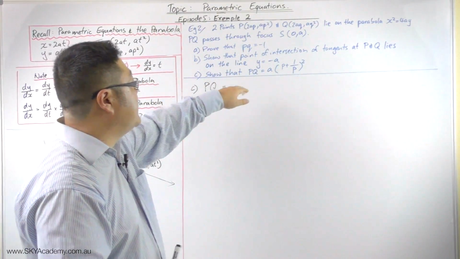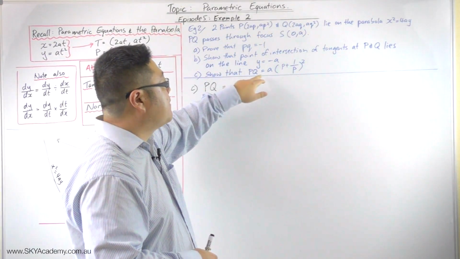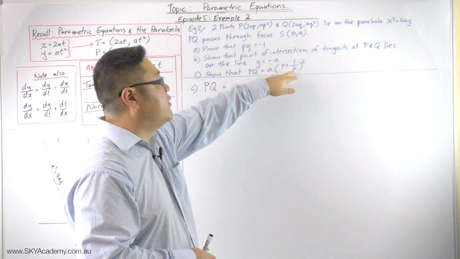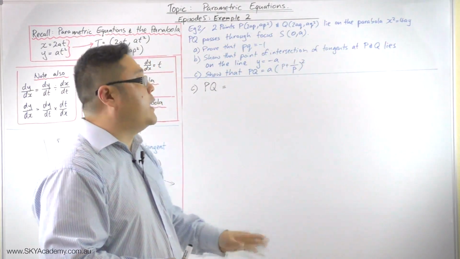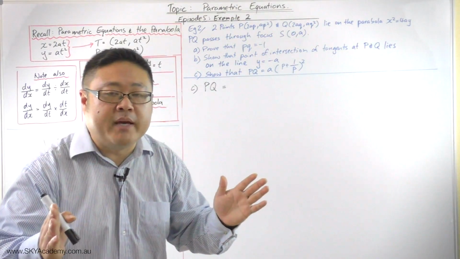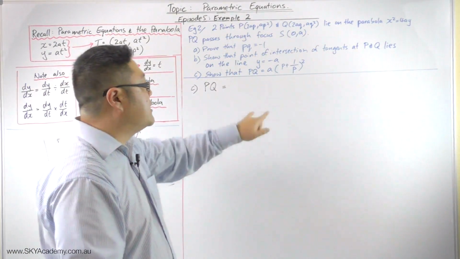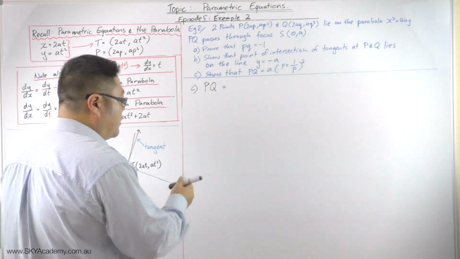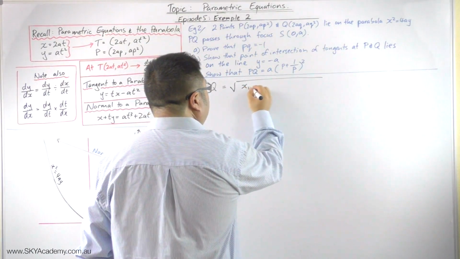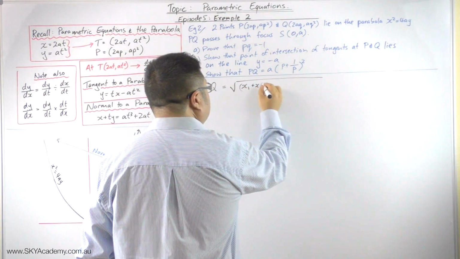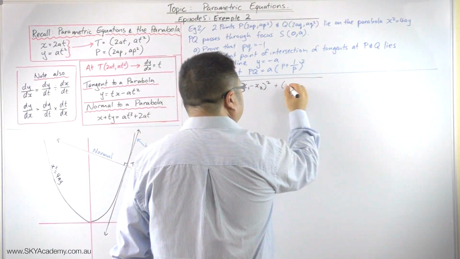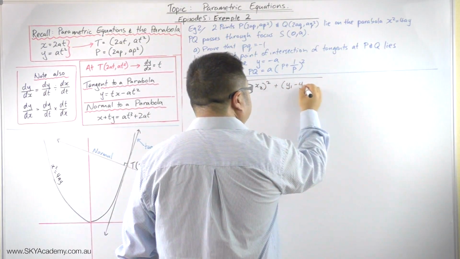Okay, so let's have a look at part C. Part C says, show that PQ is equal to a(p + 1/p)² in brackets. Now, basically what that means is PQ, the distance PQ, not the equation PQ. So we're looking for the distance. Now, we will remember that the distance formula is the square root of (x1 - x2)² + (y1 - y2)².